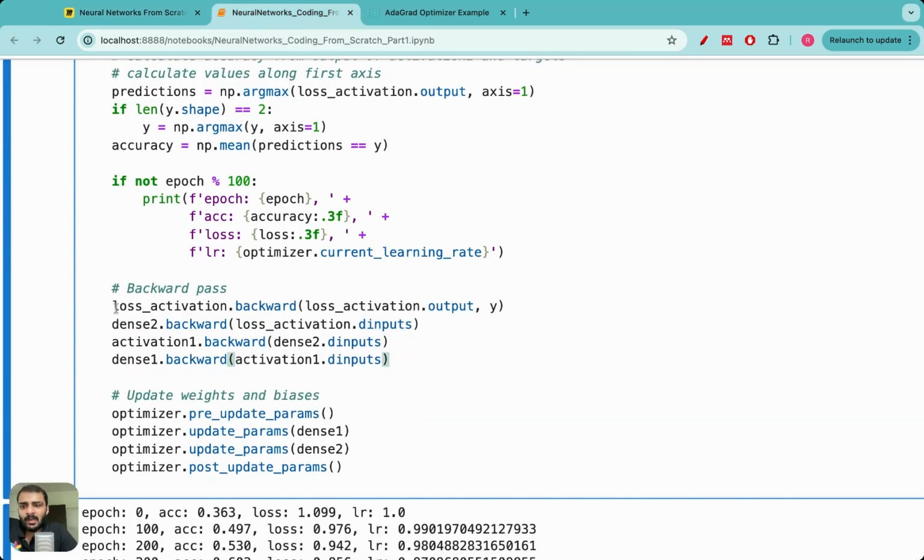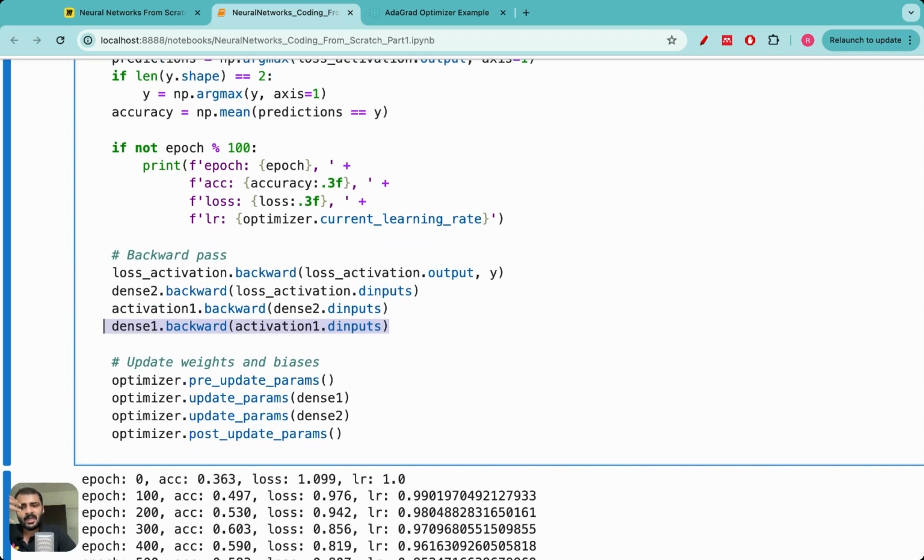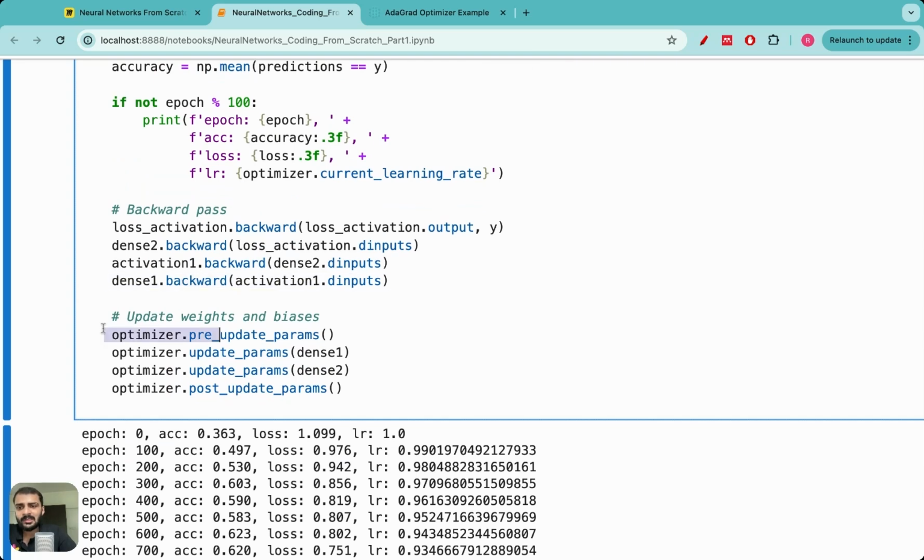Okay, so we'll do the backward pass. We'll start right at the end, then we'll do the backward pass through the second layer. This will give us the partial derivative of the loss with respect to the inputs, weights, and biases of the second layer. Then we'll do a backward pass through the ReLU, and then finally we'll do a backward pass through the first layer. This will give us the partial derivative of the loss with respect to the inputs, weights, and bias of the first layer. Now that we have all the gradients, we can essentially call these four methods: pre-update params, update params, for both layers, layer 1 and layer 2, and then the post-update params.